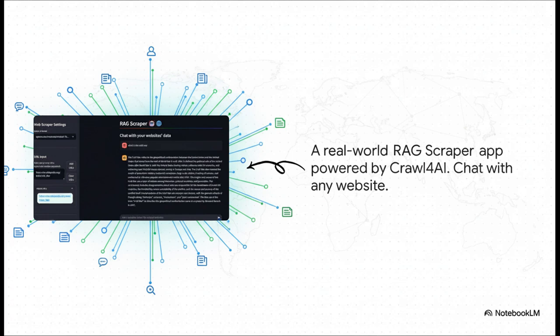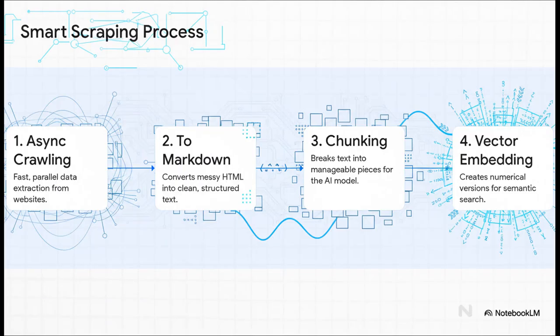And it's real. The whole process is this really intelligent 4-step pipeline. First, it does the super fast asynchronous crawling to get the raw pages. Then it performs that absolutely critical conversion from messy HTML to clean Markdown. After that, it smartly breaks up the text into manageable chunks. And finally, it creates the vector embeddings you need for that powerful semantic search. It's an entire data prep factory in one library.